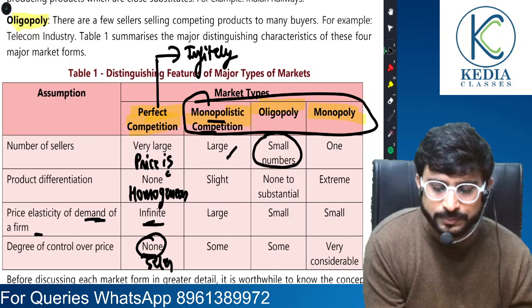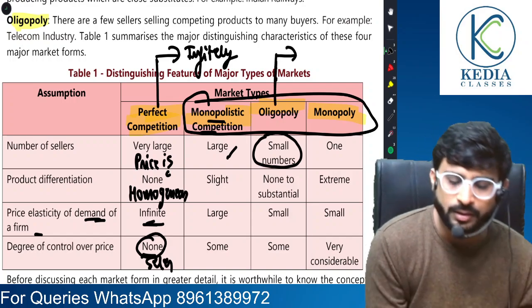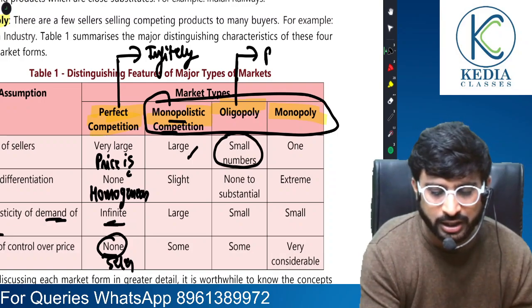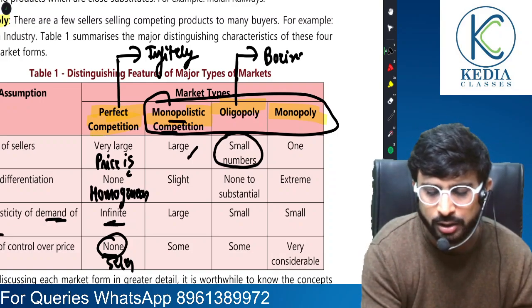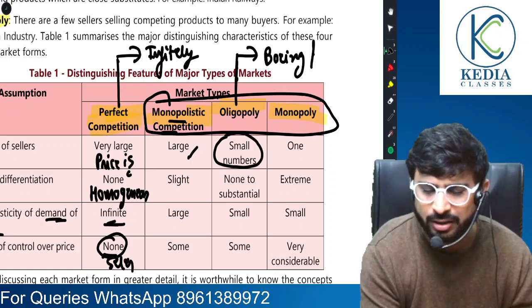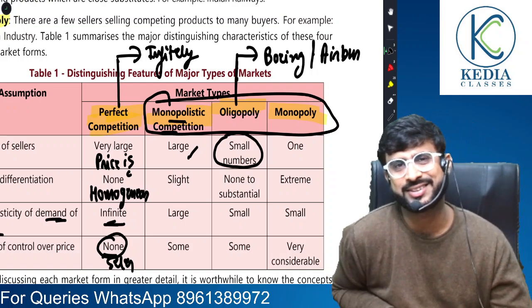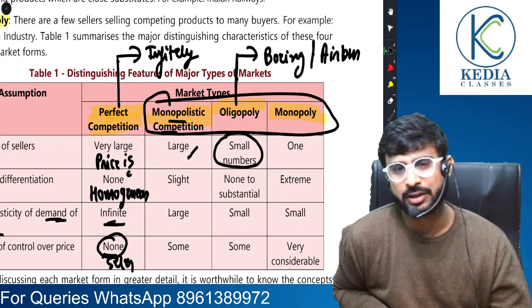Okay, here it is. Aircraft manufacturers. You see, aircraft is generally manufactured by Boeing. Then there is Airbus, who manufactures aircraft. So see, very few sellers. Oligopoly market, few sellers.